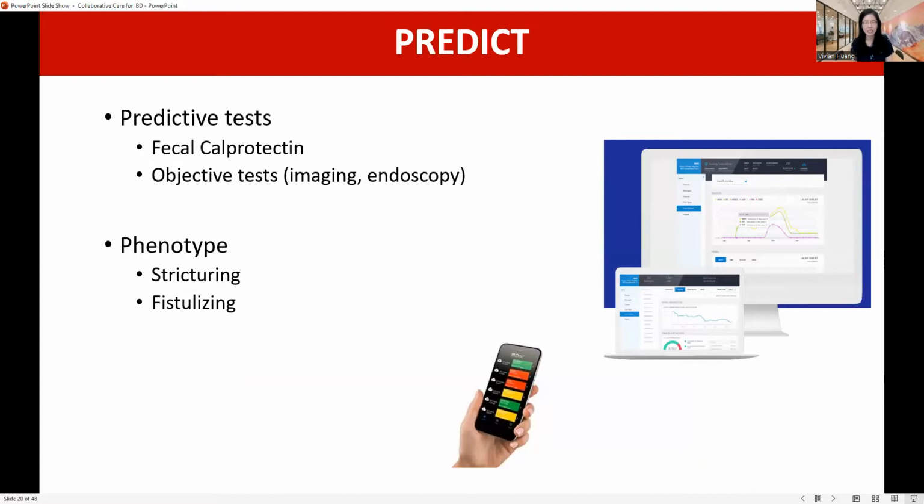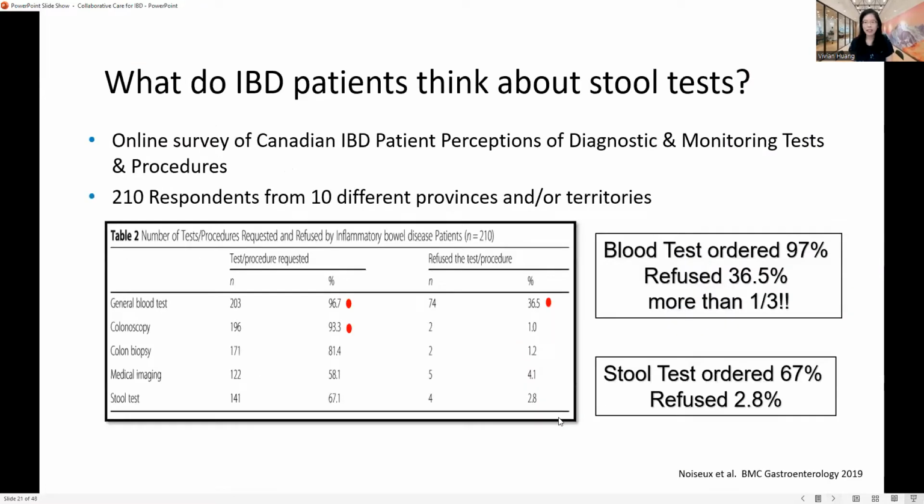It predicts active disease, or predicts that they may flare unless we do something. And with objective tests, if we have a CT scan that shows their stricturing is worsening, that's going to predict that they might run into trouble with obstruction. The same goes for endoscopies. I think if the patient is educated and understands that better, they're more likely to participate and do those tests. And I think there's some evidence about that.